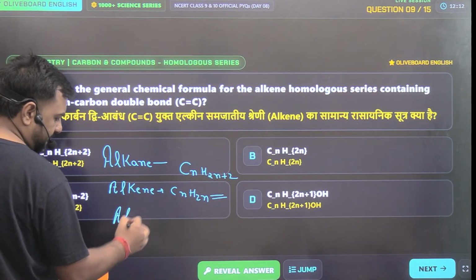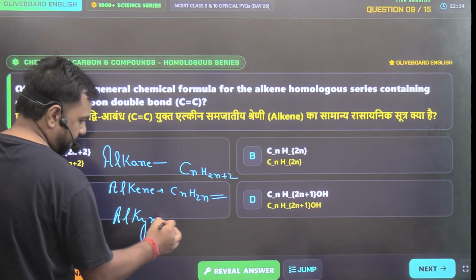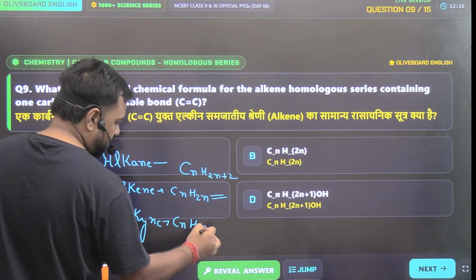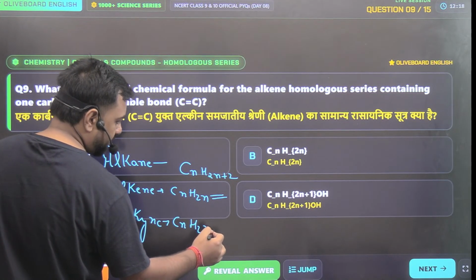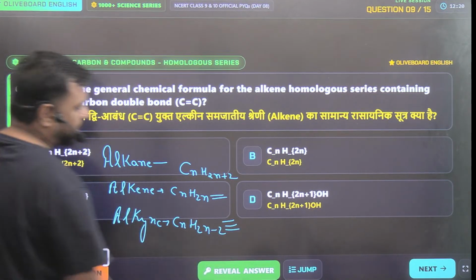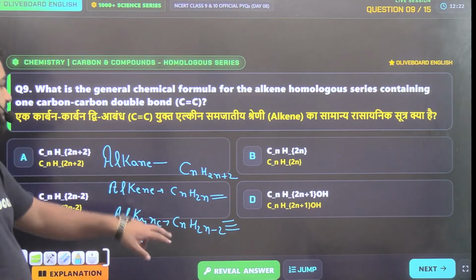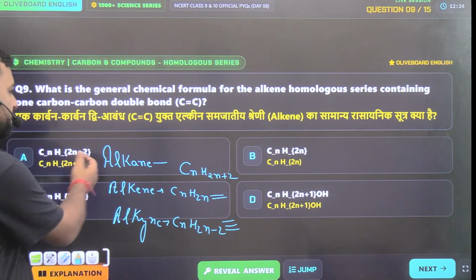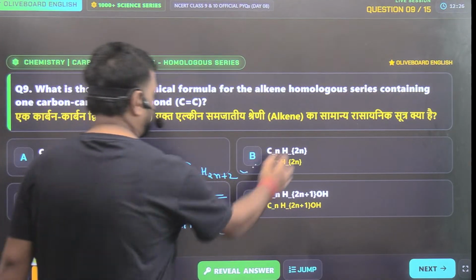And then we have alkyne. Here the general formula is CnH2n minus 2, and it's with the triple bond. So in this case, the question was asked about alkene. So alkene is CnH2n, that's given here. So that's option number B.